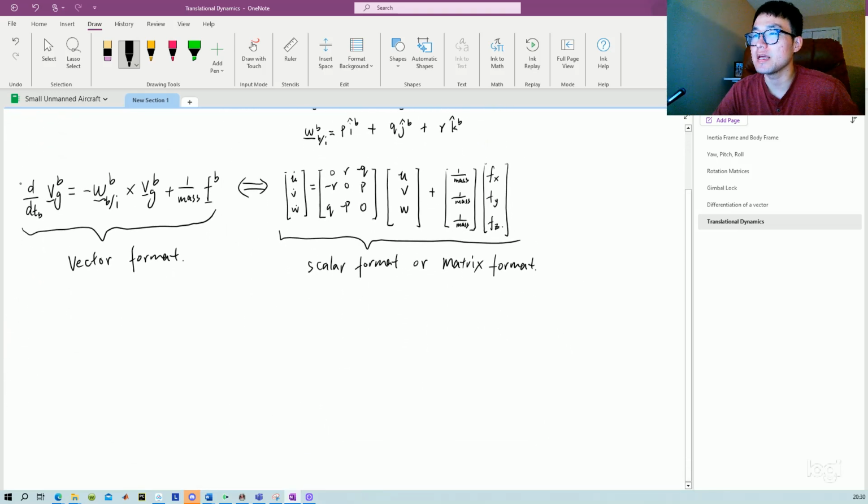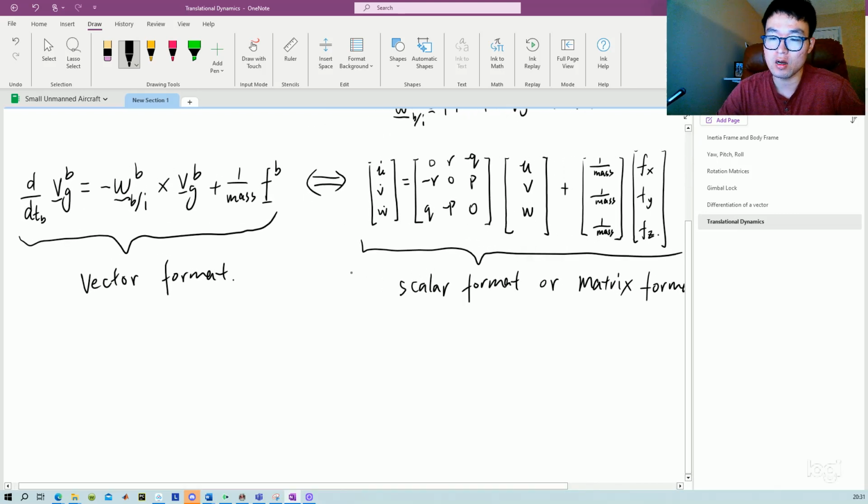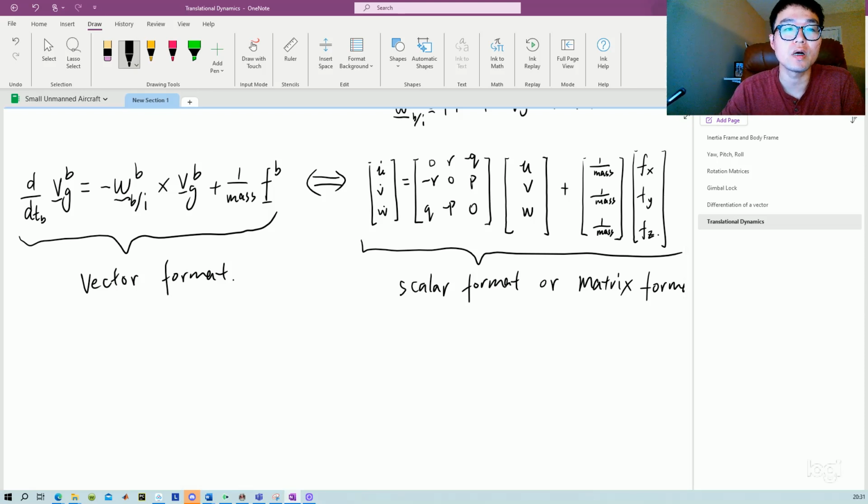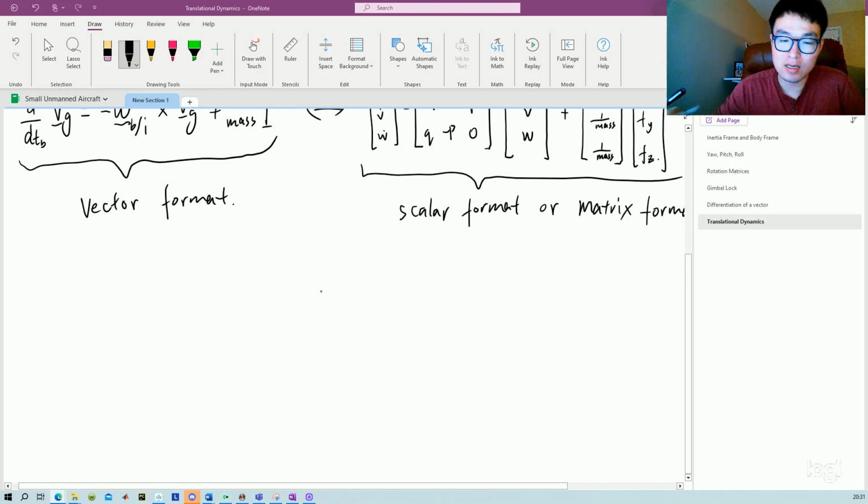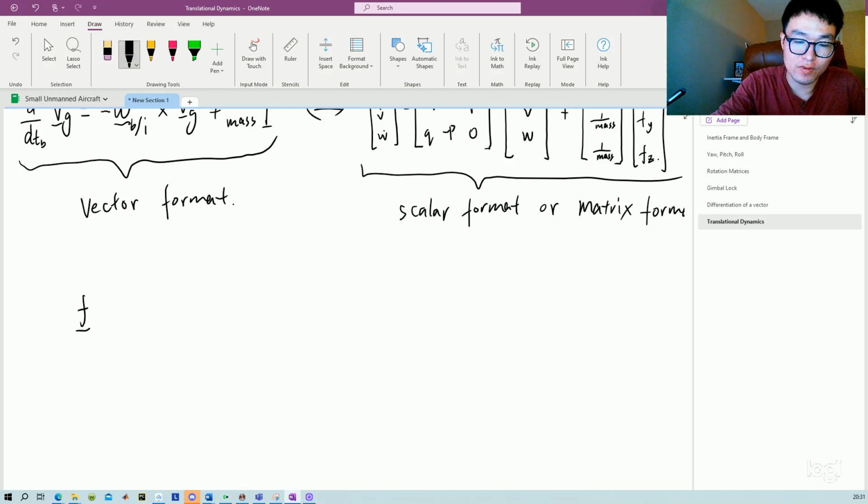This equation might look very strange to a lot of you, but after this video it will become clear that it is all derived from Newton's second law in the inertia frame. So we will help you understand this. If we think about Newton's second law, if we have a force vector, it is not in the body frame. Let's talk about that in the inertia frame first.